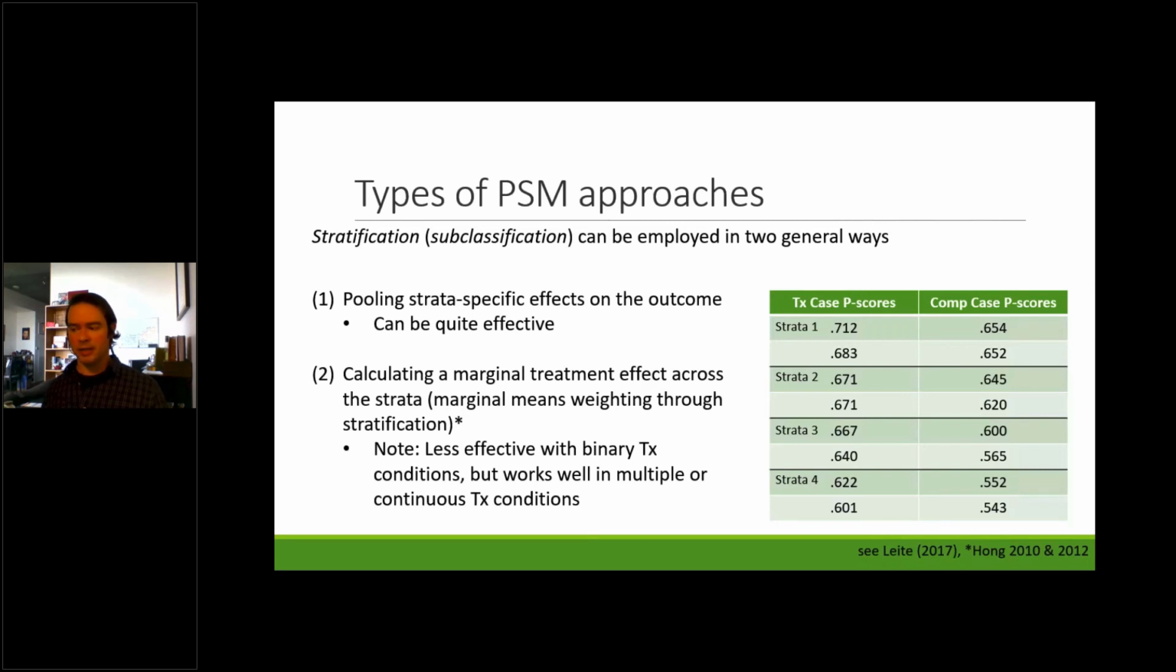I highly recommend the work by Hong here. She identified a number of ways to do this and has a couple of publications, the articles of which I've made available to you, but she also has a book out that's really useful. Something to note, though, is that marginal means weighting through stratification is less effective at reducing bias in binary treatment conditions, but works really well in multiple or continuous treatment conditions.